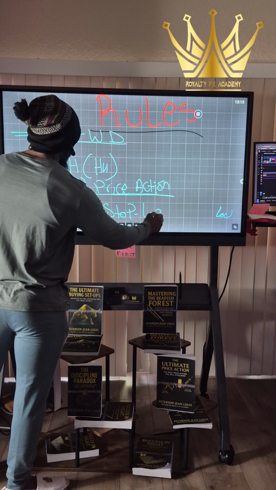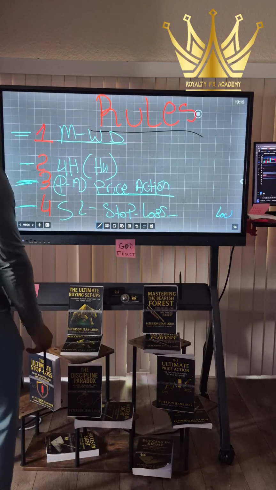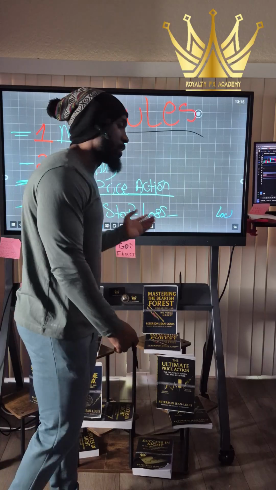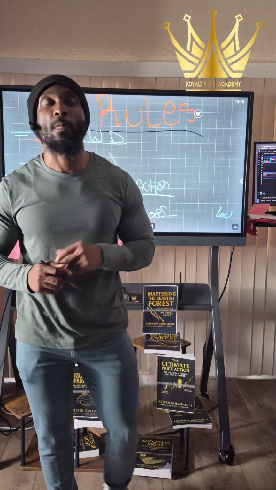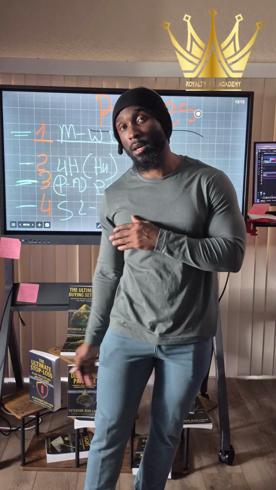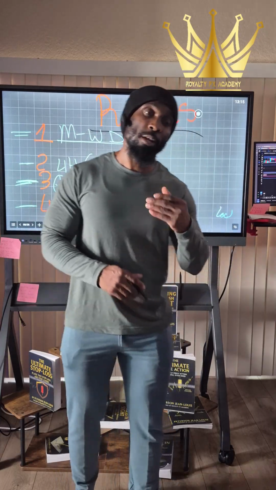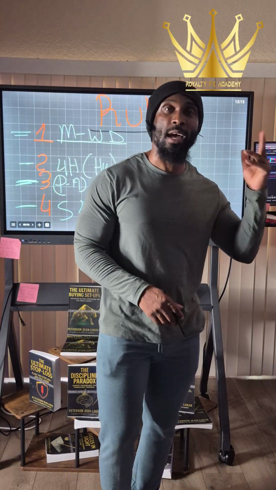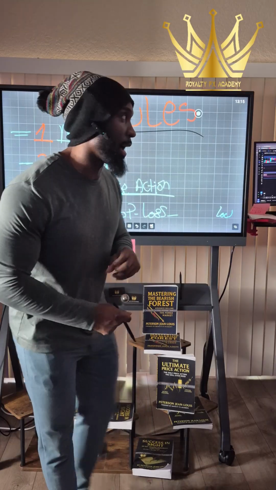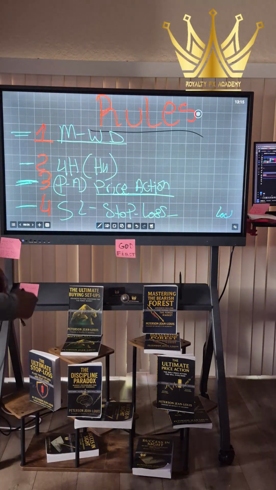Oh, that's our stop loss. All right. And of course, when we take our trade, either a buy or a sell, our stop loss will go at the last low if we took a buy. But if we took a sell, our stop loss will go at the previous high or the last high. To be more specific, lower high. Okay, so those are the rules.